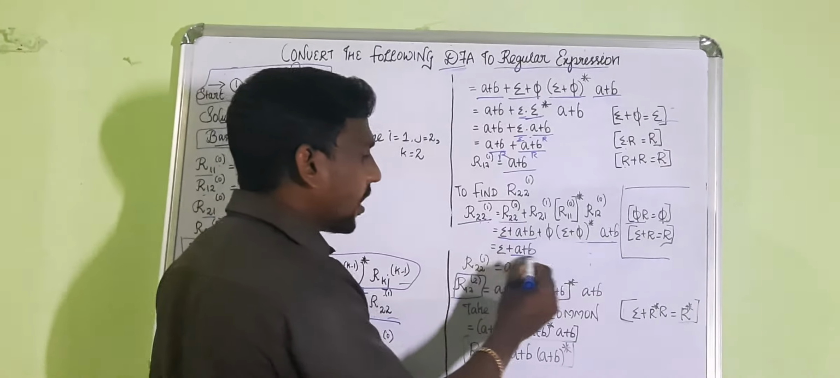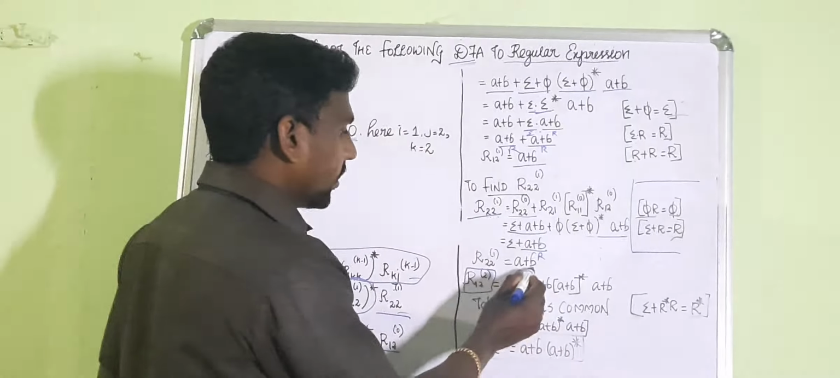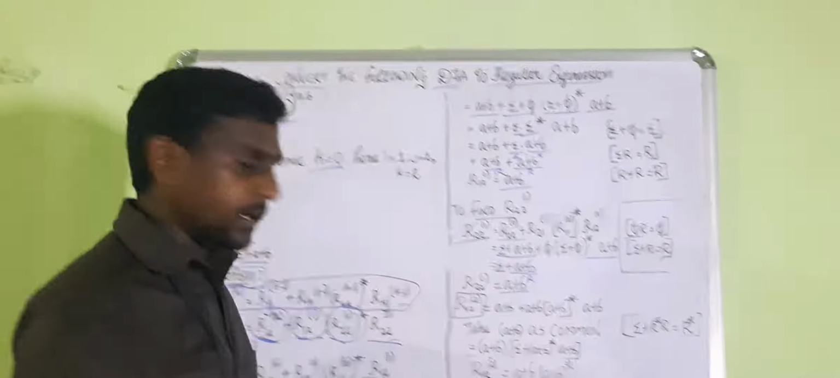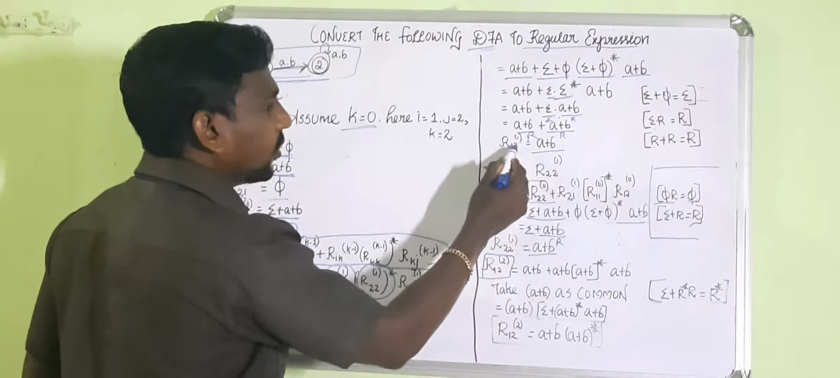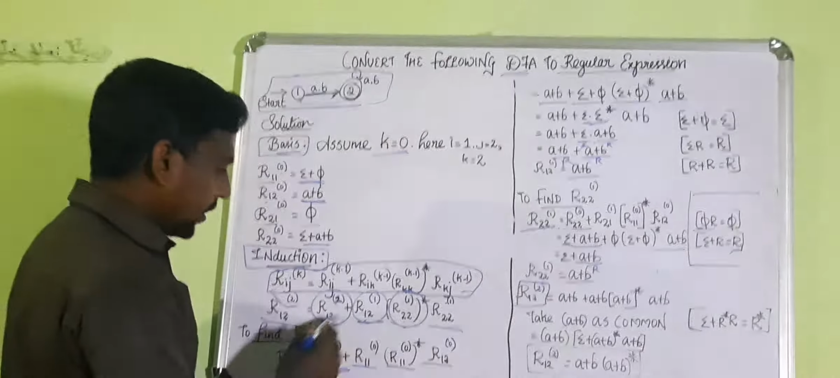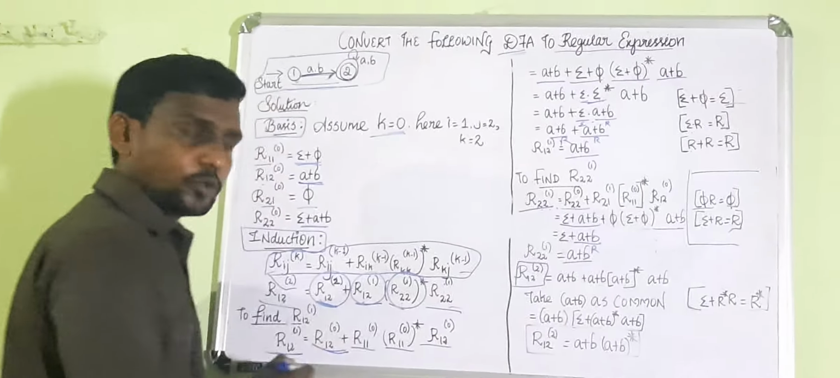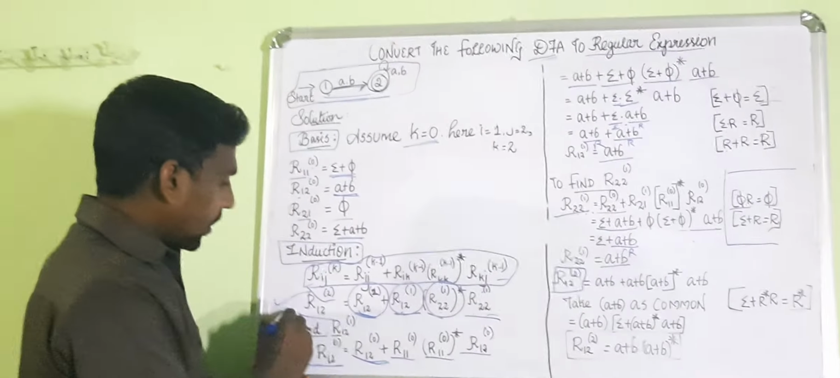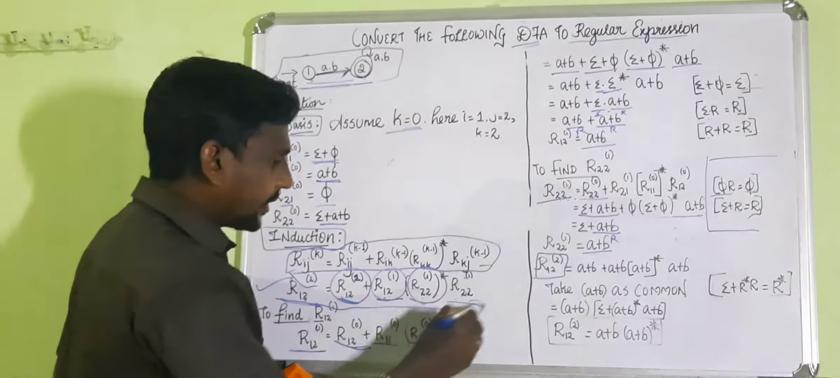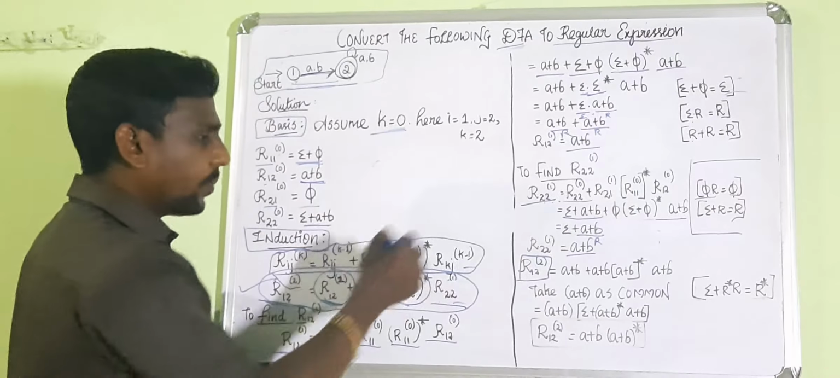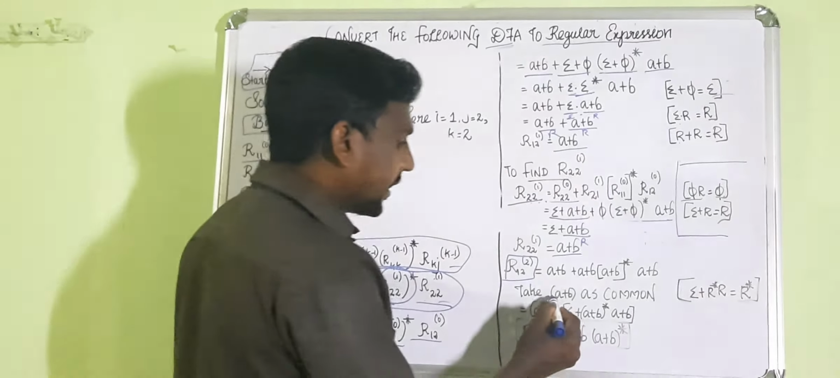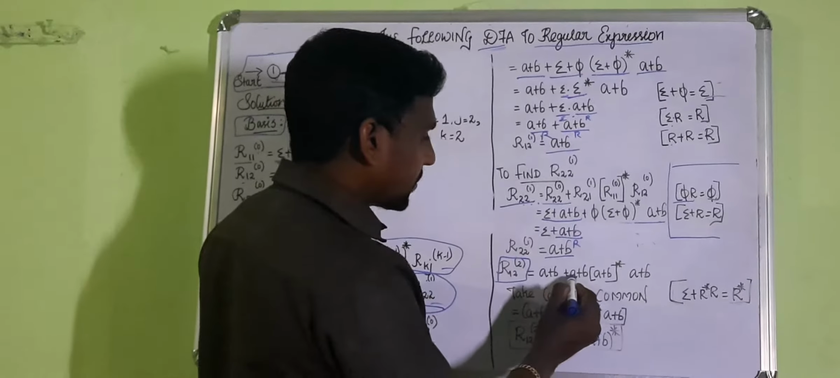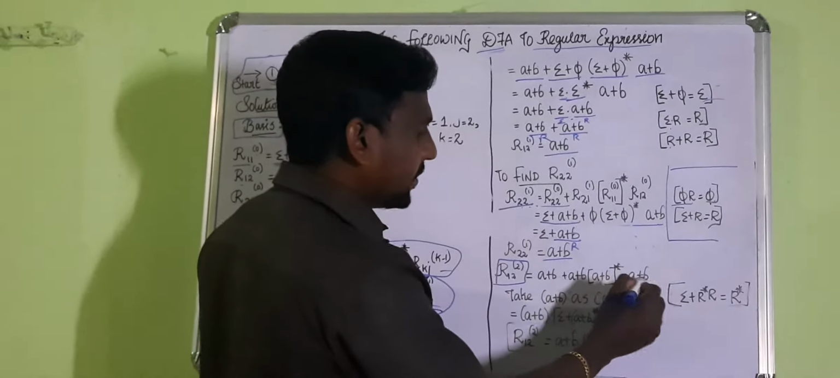Now epsilon plus r, I will take this as r, equal to r, that is a plus b. Clear? So I got r12 power 1, r22 power 1. So I can apply these in r12 power 2. Here I got all the values, so I want to apply here. If I apply here, I will get a plus b plus a plus b into a plus b star a plus b.